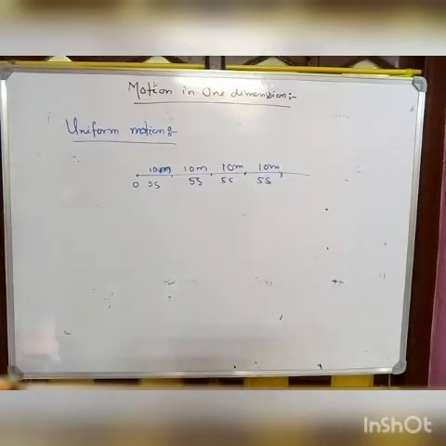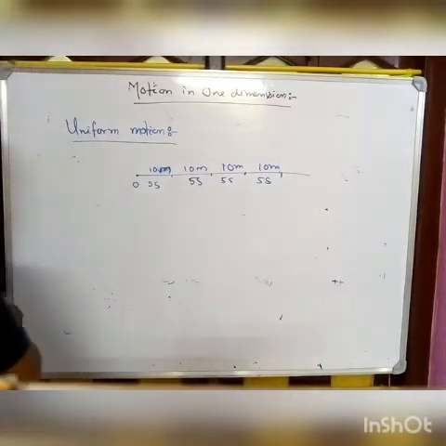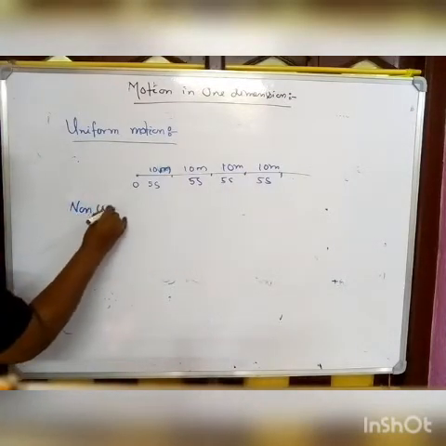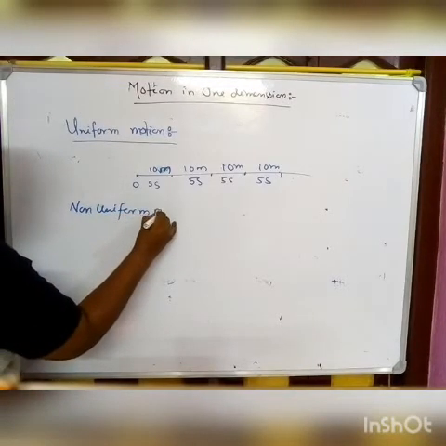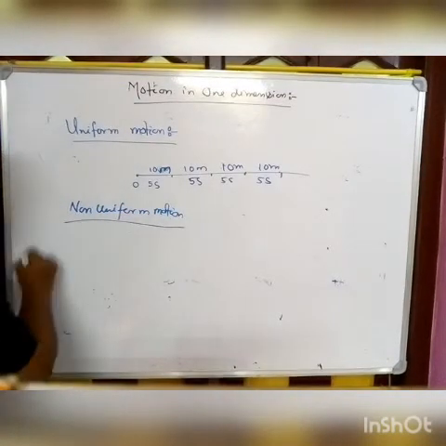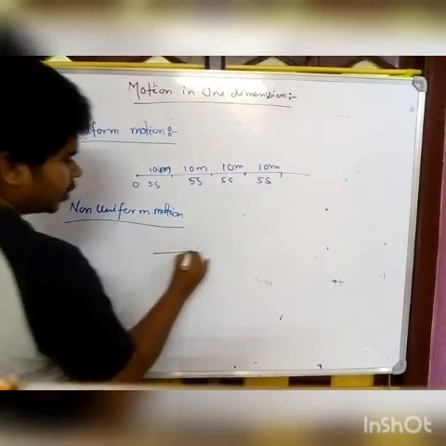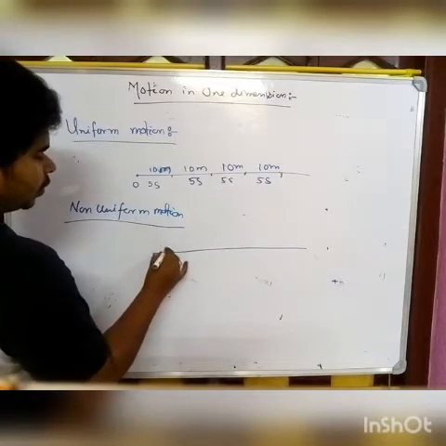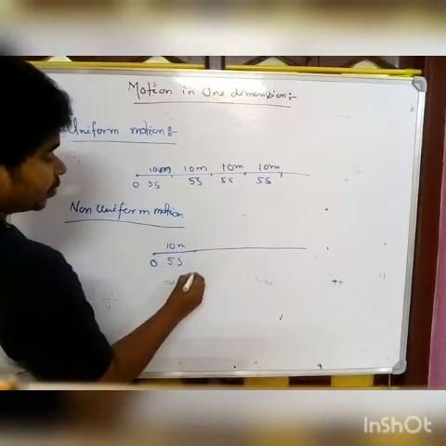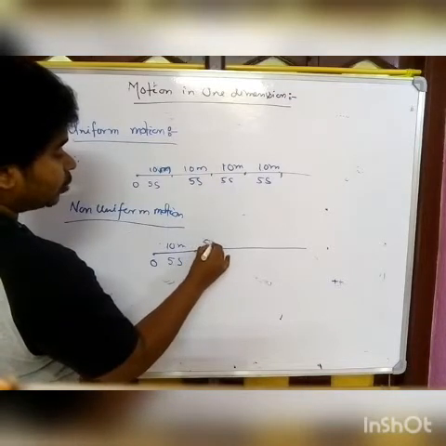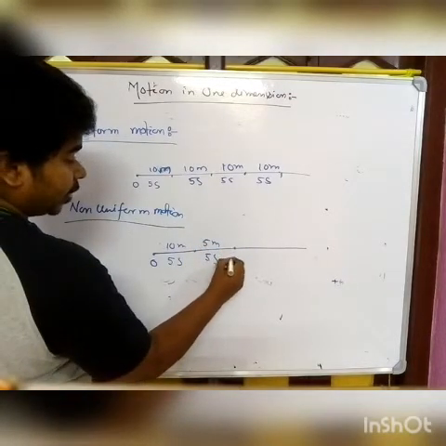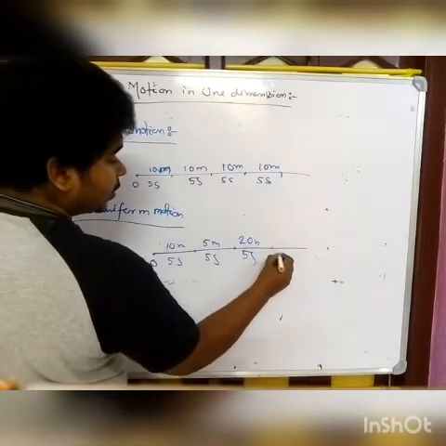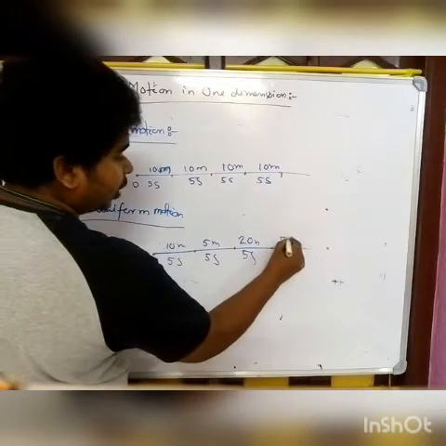And now we are coming to the non-uniform motion. What is non-uniform motion? Let's see. Non-uniform motion means, assume he is starting again from O. So in the first 5 seconds he covers 10 meters like the previous. Next 5 seconds he covers 5 meters. Next 5 seconds he covers 20. And in the next 5 seconds he covered 5 meters.